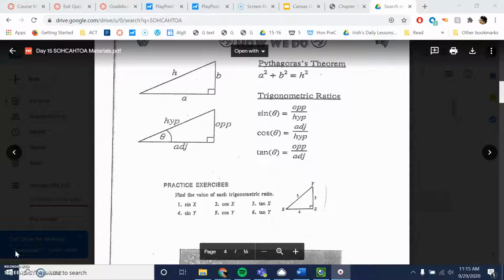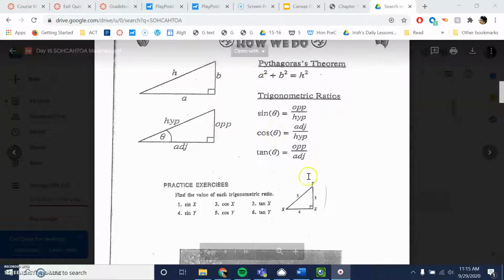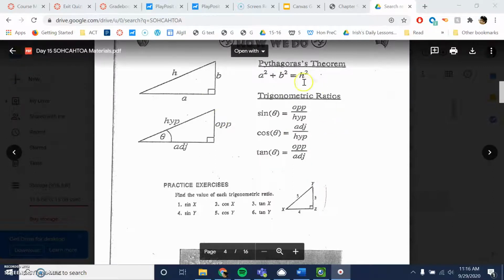We are going to now do trigonometry, and in particular the trigonometric ratios, SOHCAHTOA. All right, here is our lesson for today. So copy this stuff down. You already know Pythagoras' theorem or Pythagorean theorem: a squared plus b squared equals c squared, or the hypotenuse squared, same thing. And we have SOHCAHTOA. So let's do it.